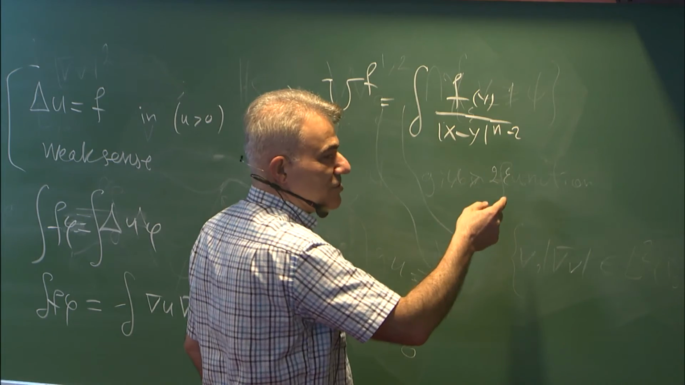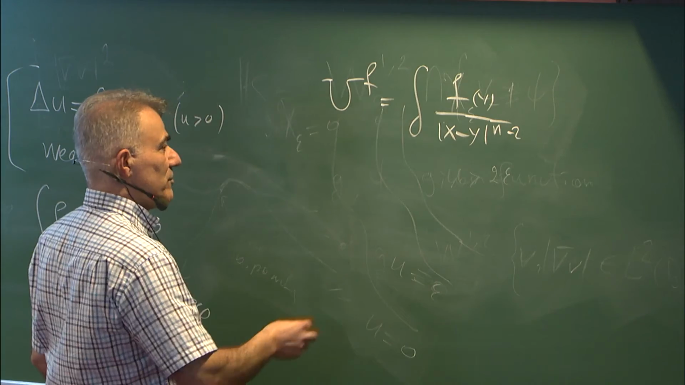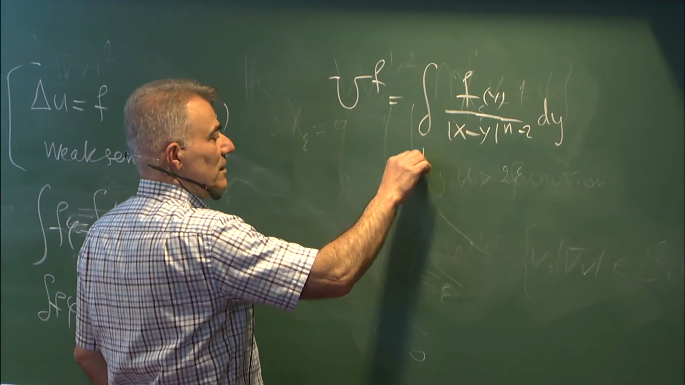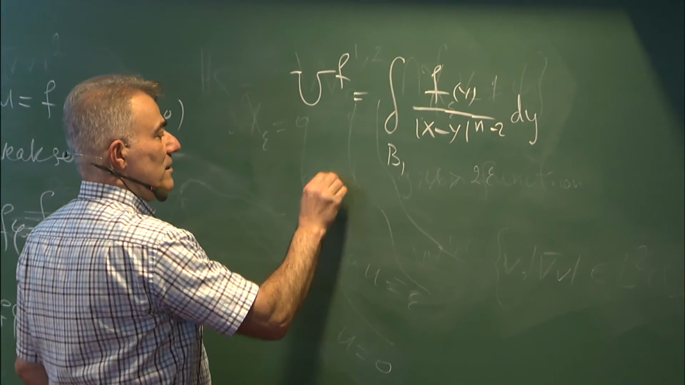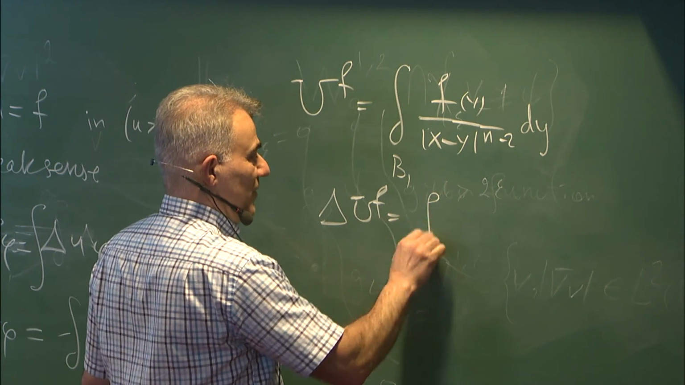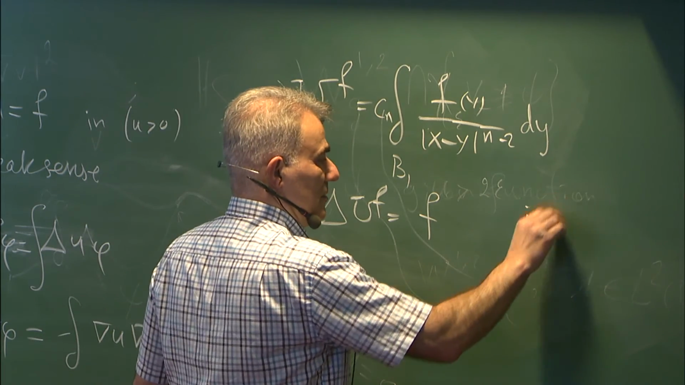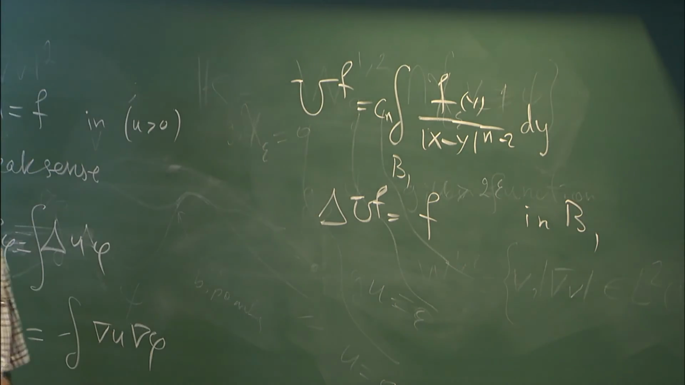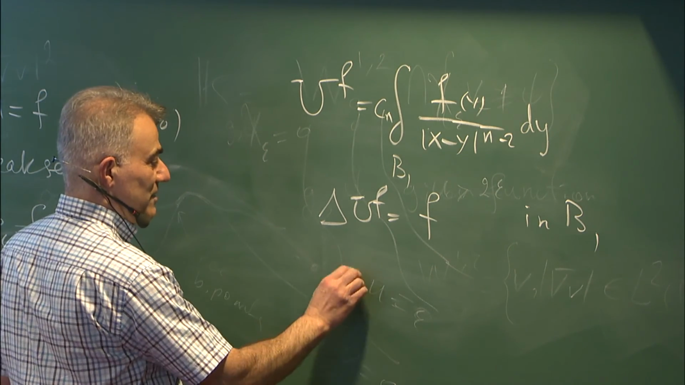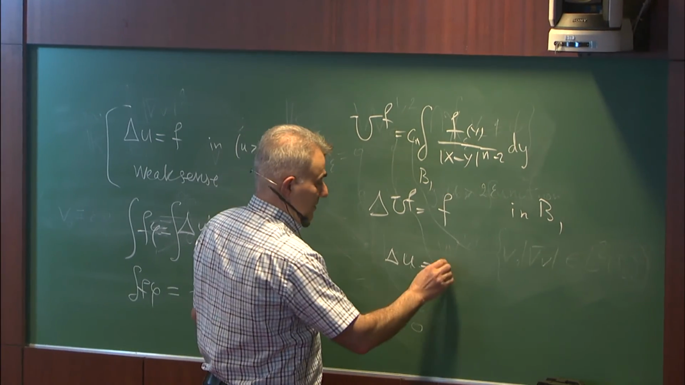I'm doing this in dimension larger than or equal to 3. In dimension 2, you have to replace it with a logarithm, and then integral dy. If we look at this function, let's take it over B1. It doesn't really matter. The Laplacian of u_f is going to be, in B1, f, basically. Well, let's put a constant here so that we make it f in B1. I ignore anything outside B1. Otherwise, it's going to be a little bit more complicated. And then the Laplacian of u in that example is also f.